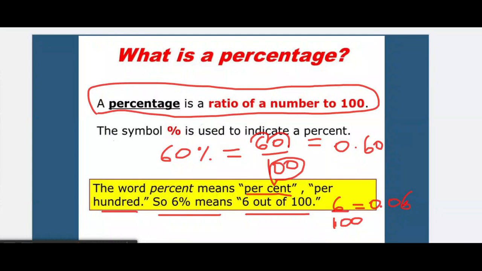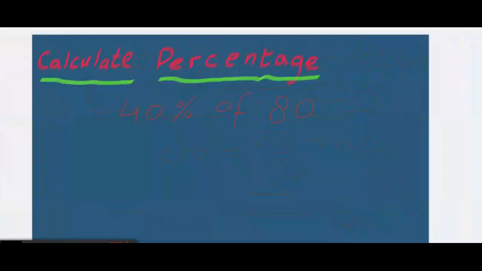Now we will move to the next slide and learn how we can calculate the percentage of a number. Calculate 40% of 80. Now we will learn how we can calculate 40% of 80. I will show you two methods, the first method here and the second method here.